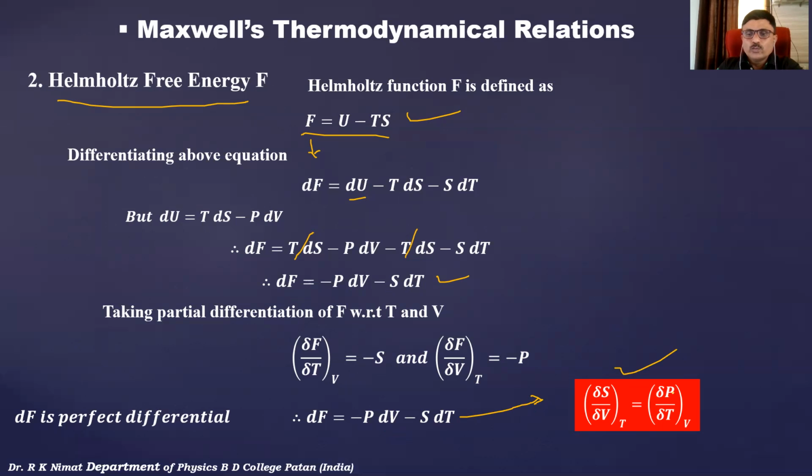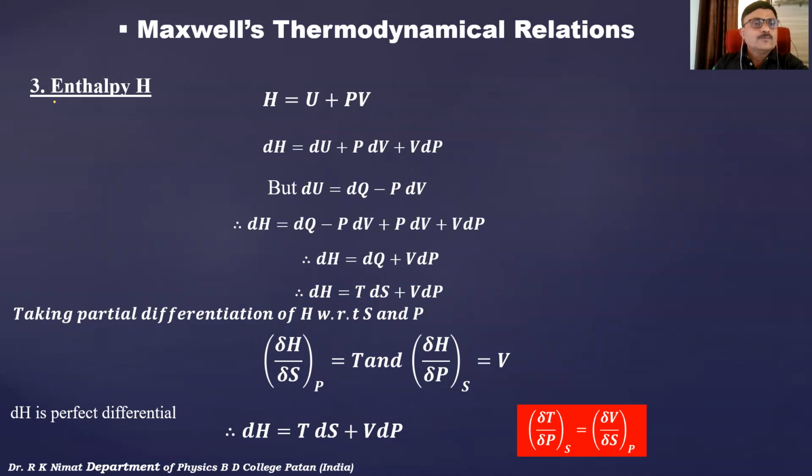So we can derive Maxwell's third thermodynamic equation by using the Helmholtz free energy. Now we have to derive the second thermodynamic equation by using the thermodynamic potential in terms of enthalpy.